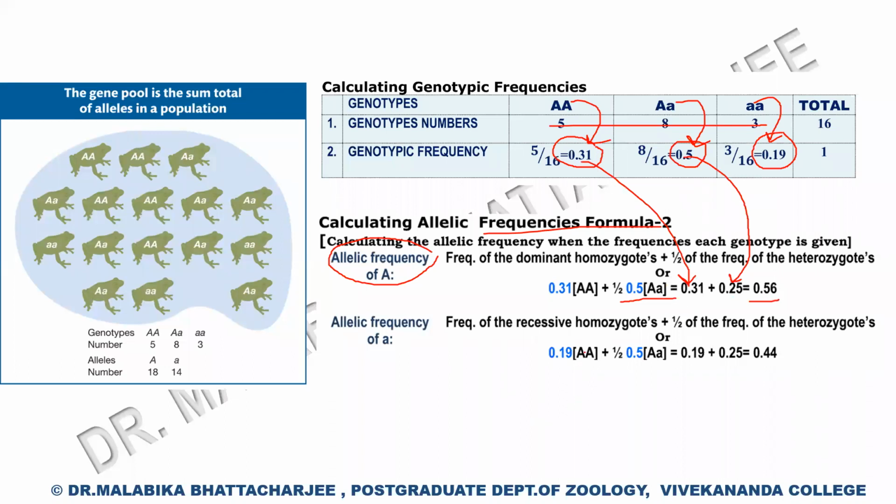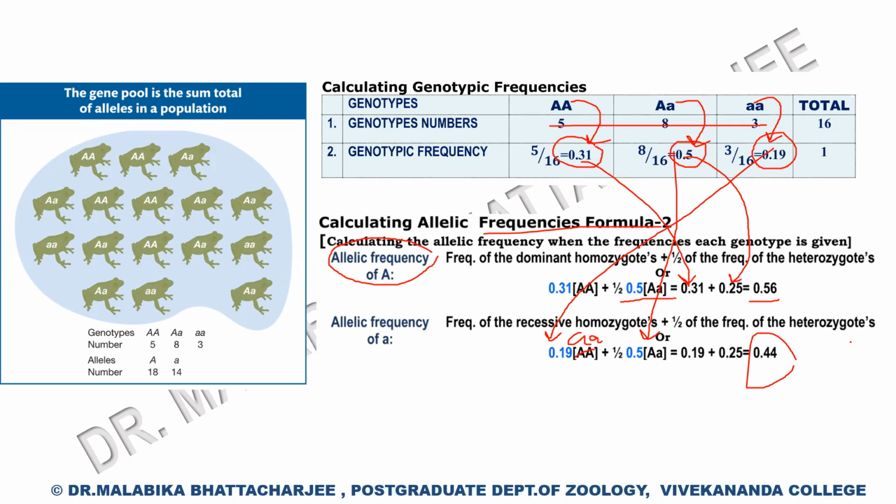Now, if we talk about the recessive allele, small a, then we have the genotypic frequency of the recessive homozygotes plus half of the genotypic frequency of the heterozygotes, and we have 0.19 and 0.25. This is 0.44. So there are two ways of calculating the allelic frequency. One is when the number of individuals is given to you, and the second is when your starting data is the genotypic frequency of the individuals present.